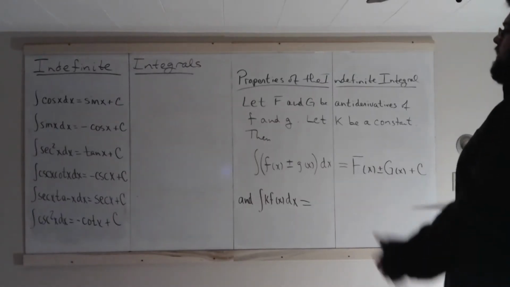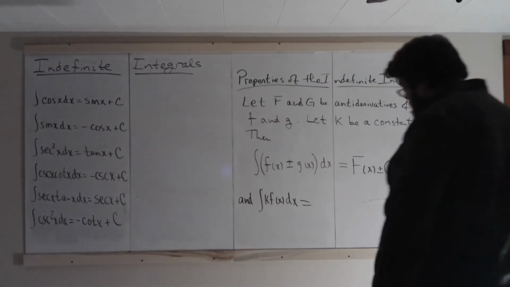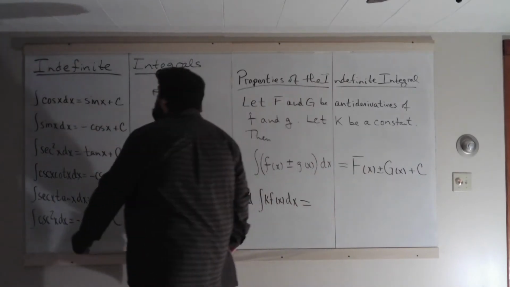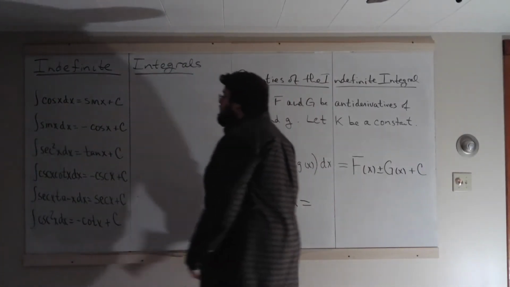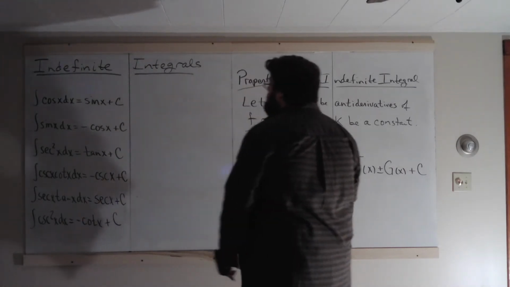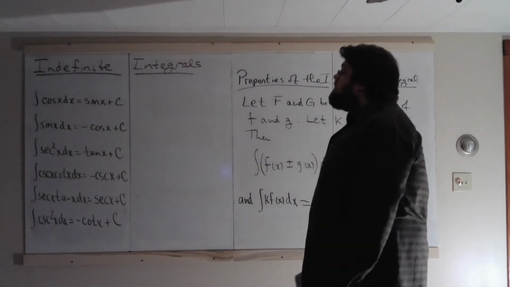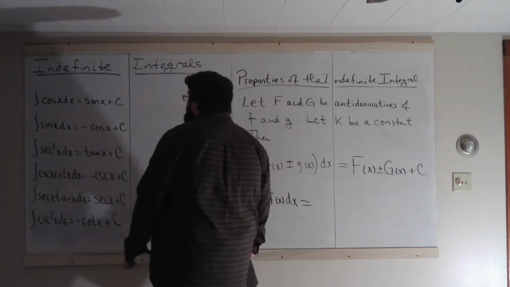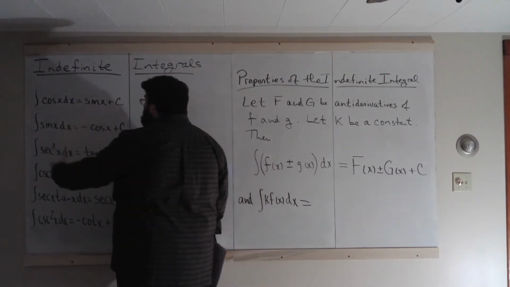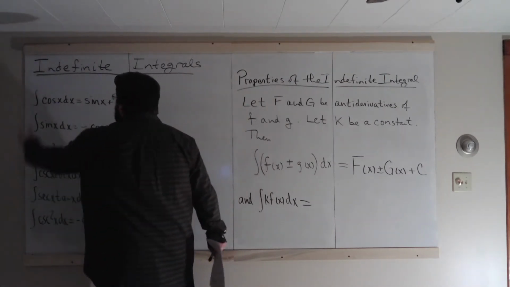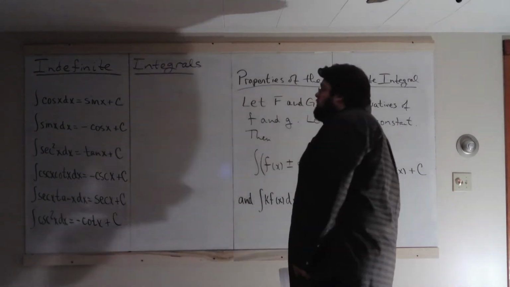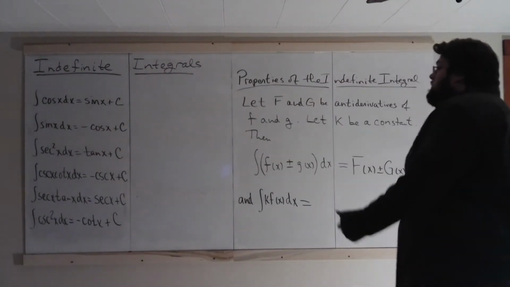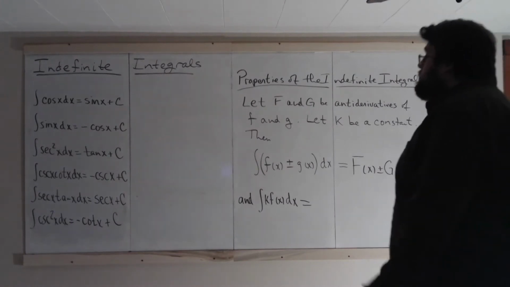And for the trig functions, the derivative of sine is cosine. So the indefinite integral of cosine is sine of x plus c, as we saw in one of those examples. The derivative of cosine is negative sine. So the derivative of negative cosine is negative of negative sine, which is positive sine. So the integral of sine with respect to x is negative cosine plus c. And similarly for the other 4 trig functions.